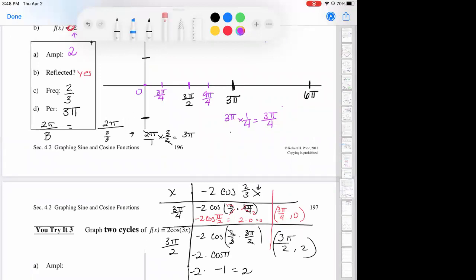So our amplitude will be 2. So we have 2 and negative 2. So 0 starts at negative 2. 3 pi over 4 is 0. 3 pi over 2, we said, is 2. And now from there, we know it's going to repeat, right? Back down to 0, back down to negative 2. And then we're going to have 4 more tick marks that go back to 0, back to positive 2, back to 0, back to negative 2. So notice, because we had a reflection across the x-axis, instead of starting at 1, or in this case 2, we start at negative 2. So it's helpful to use a chart.